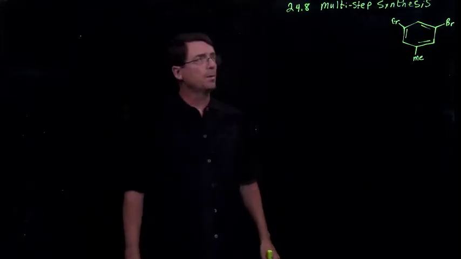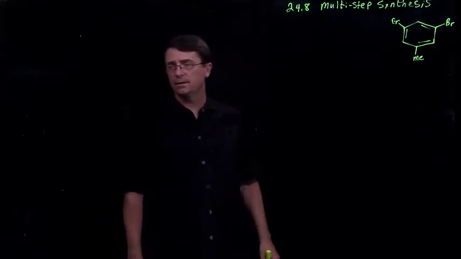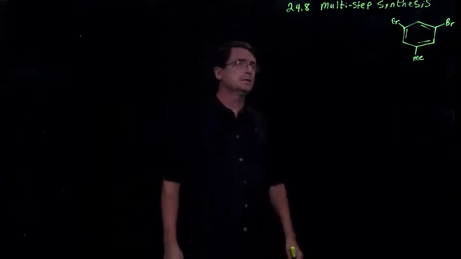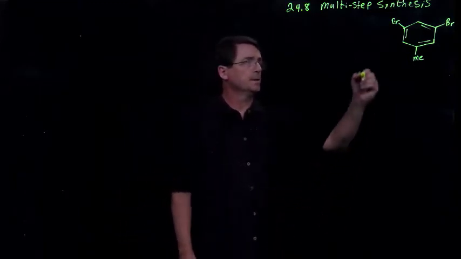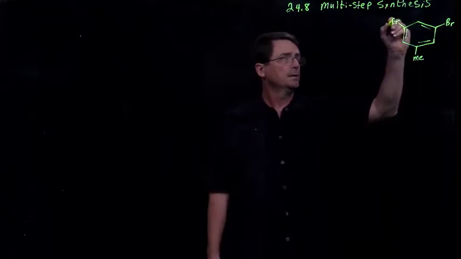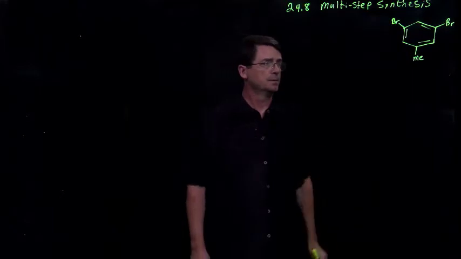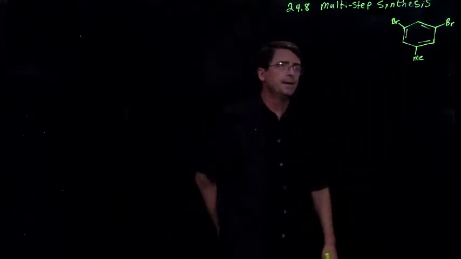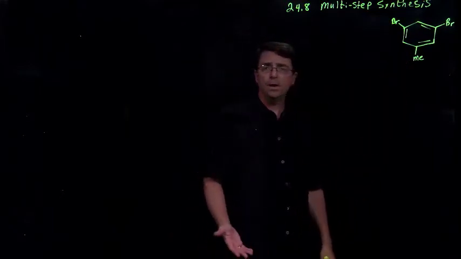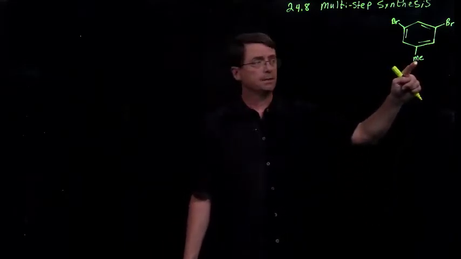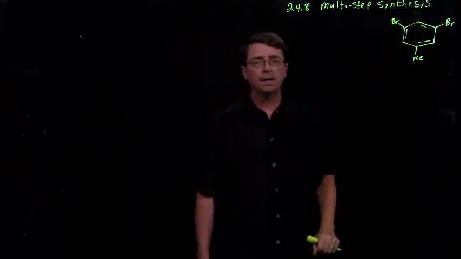Right, section 24.8, multi-step synthesis with diazonium compounds. The key to understanding when you need to use a diazonium compound is illustrated in this dibromotoluene molecule starting here on the right. Now, what kind of director is a methyl group? In electrophilic aromatic substitution, it's an ortho and para director.